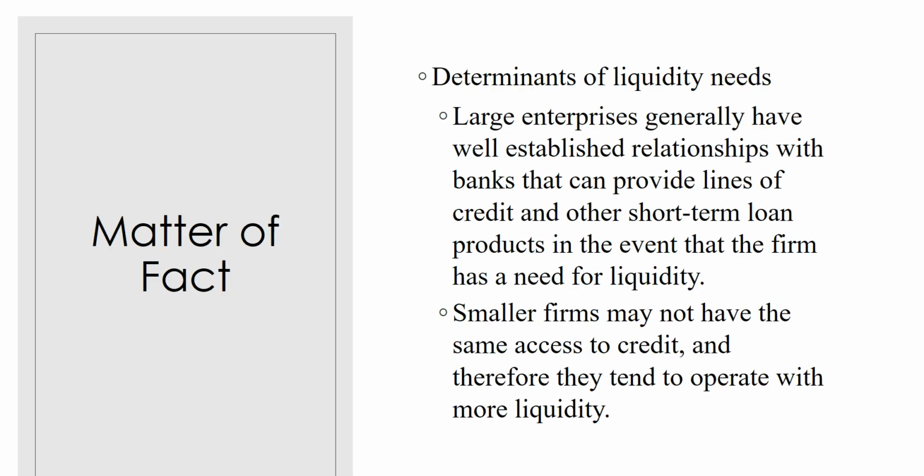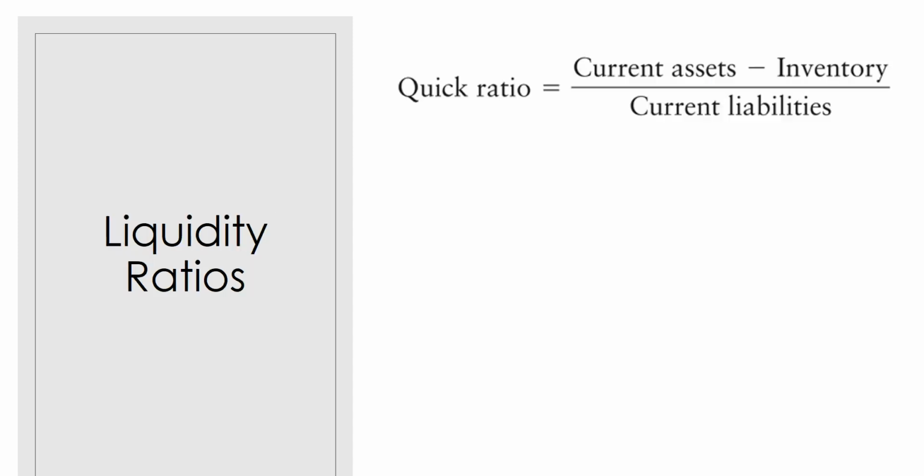But large, well-established companies have relationships with banks that allow them short-term credit and long-term loans in the event that they do have a need for liquidity. Smaller firms don't always have the same access to credit, and they may have to operate with more cash on hand. In theory, all current assets can easily be converted to cash, but this is not always the case.